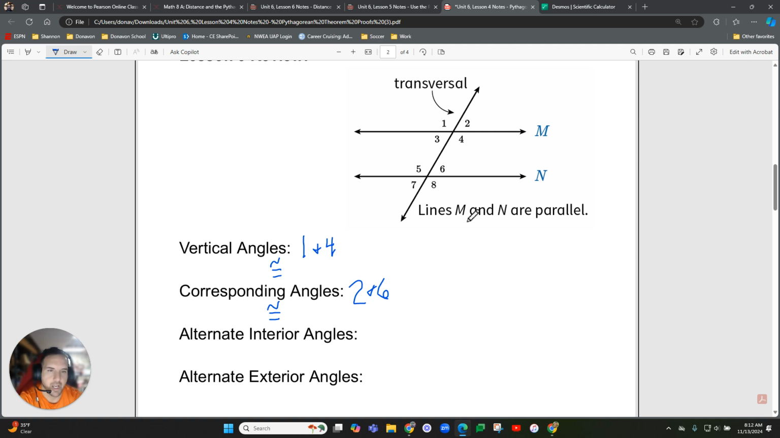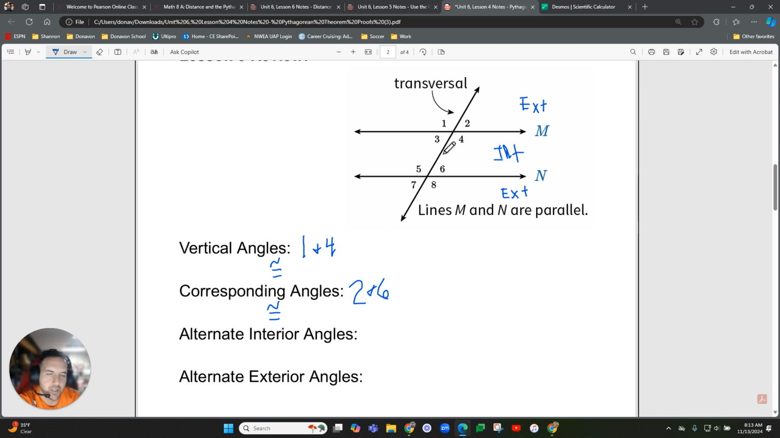Alternate interior angles. So first of all, we have to talk about what are interior and exterior angles. So exterior angles are angles outside the parallel lines. So 1 and 2 would be exterior, because these are inside, so these would be interior. Or sorry, inside the parallel lines. I said parentheses. Inside the parallel lines. And then 7 and 8 would also be exterior because they're outside the parallel lines as well. Okay, so exterior, exterior, interior, inside the parallel lines.